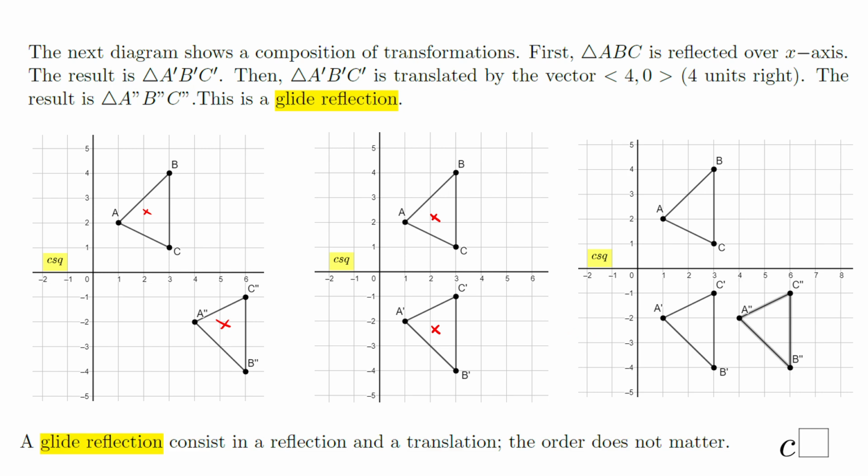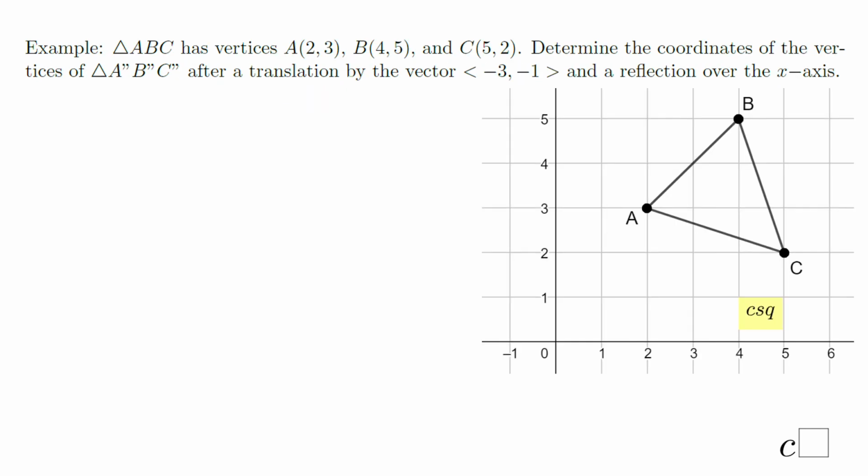Very important in this case, the order does not matter for a glide reflection. In other words, I could have first translated and then reflected. I'm gonna get the same final result. But usually, the order is very important in composition of transformation. Now let's see the first example here.